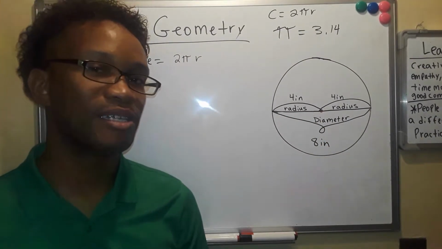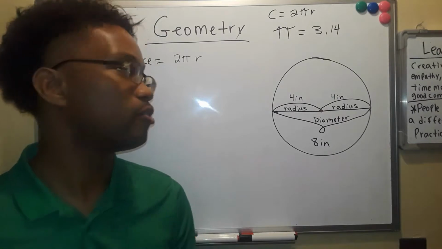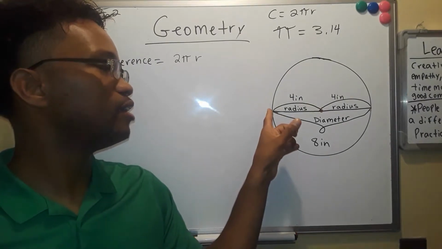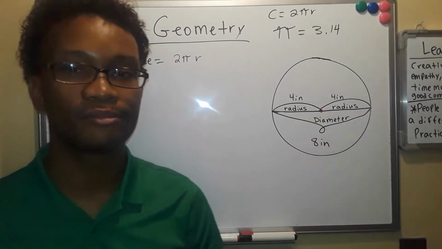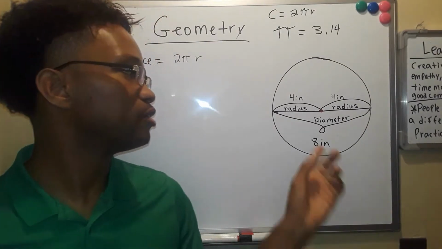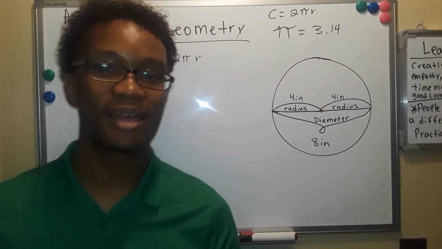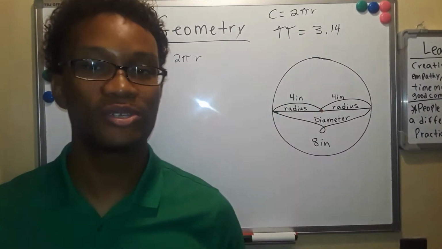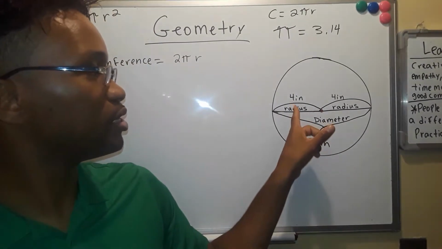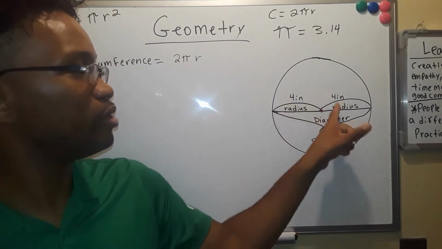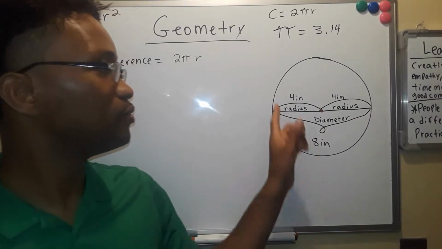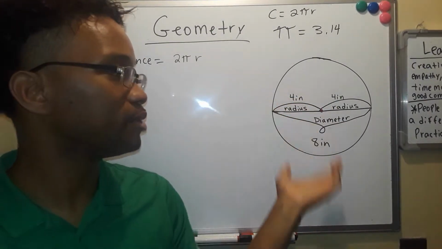A radius is basically half of a diameter, or it goes from the end of the circle to the middle point. That is the radius. So if the diameter is 8 inches, that means the radius has to be 4 inches. That's why I put 4 inches on this side and 4 inches on this side, because two radiuses make up a diameter. 4 plus 4 gives you 8.